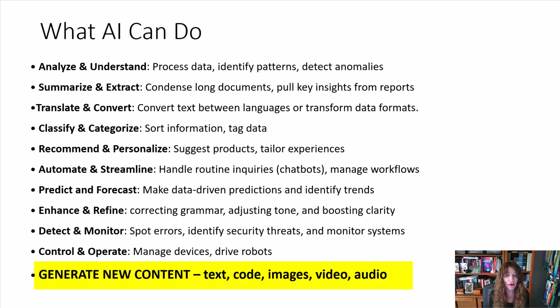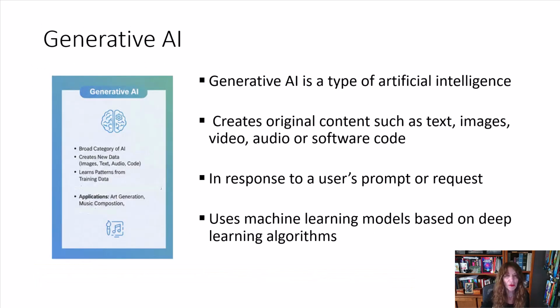Today we will look at a very useful thing that AI can do for us, and that is generating new content. And we're referring to text, code, images, video, and audio. Generative AI is the field of artificial intelligence that generates or creates original content, such as text, images, video, audio, or software code. It does this in response to a user's prompt or request. This prompt or request is text or voice.